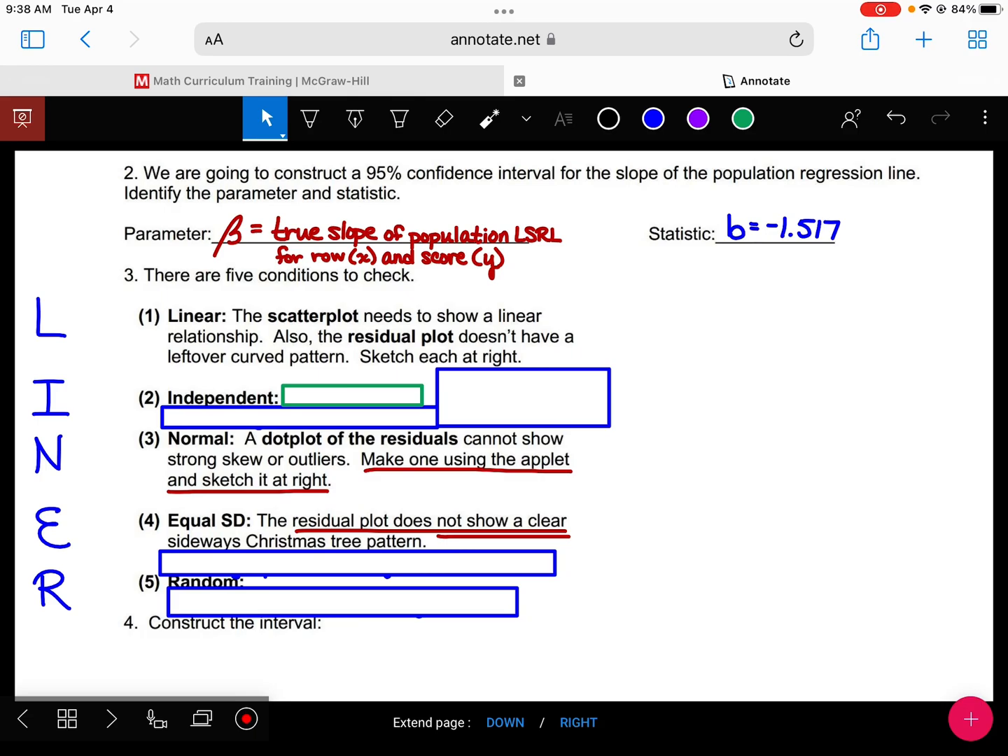If I were to take that line away, it's kind of all over the place, right? But it doesn't necessarily show a different shape. It doesn't look more like a parabola or more like an exponential. So it has a very approximately linear shape to it. Very approximately. One of the other things that I can do to check the linearity is look at the residual plot. As long as it doesn't have a leftover curved pattern to it, then I can say that that scatter plot has an approximately linear relationship.